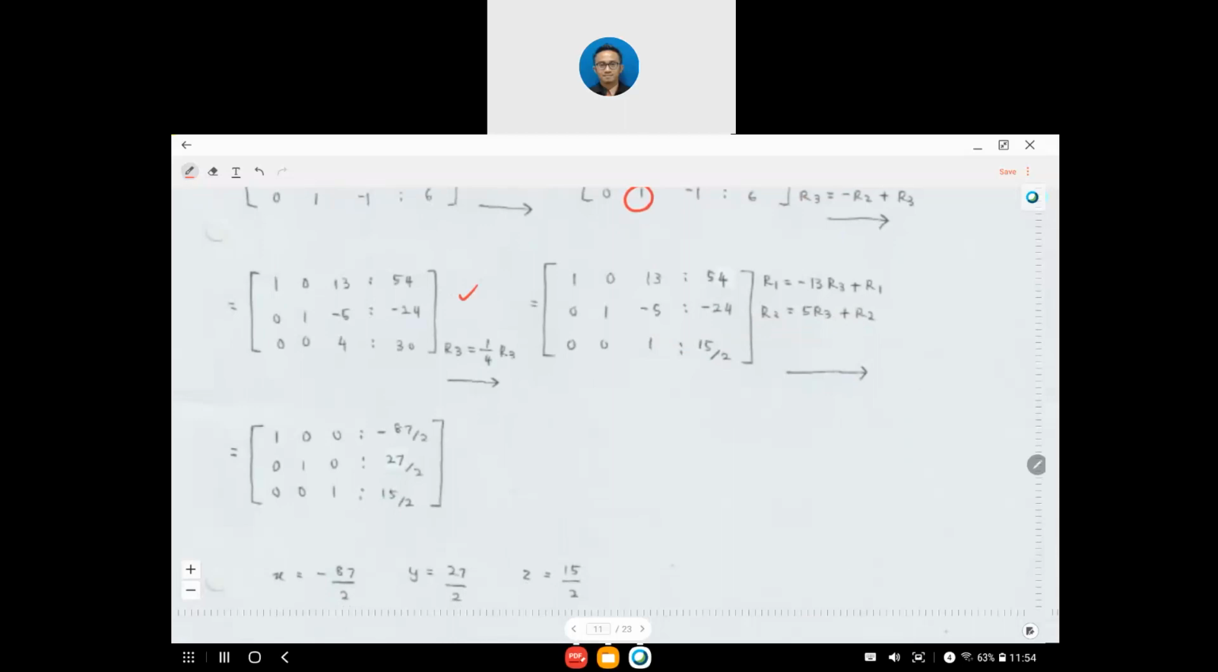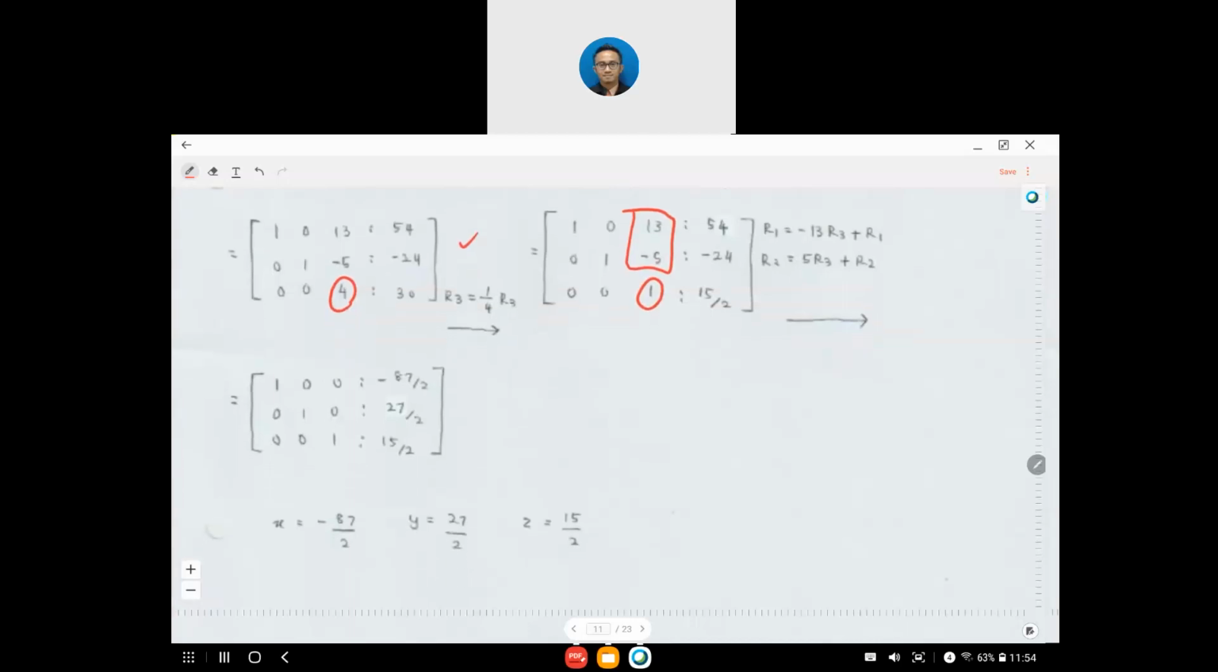Okay, next. This one it changes to 1. So after you get this one 1, and then you want to change these two values become 0. And then our last value is this one, whereby x equal to negative 87/2, y equal to 27/2, and z equal to 15/2. Okay, that one question F. Okay, next.